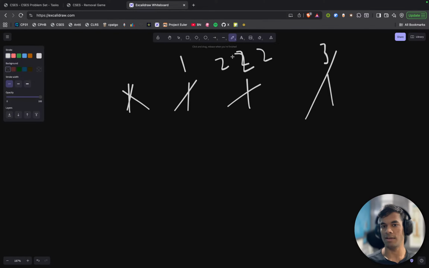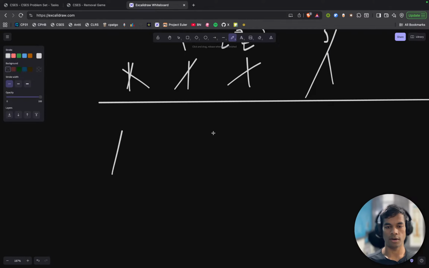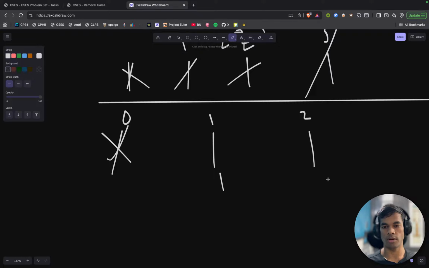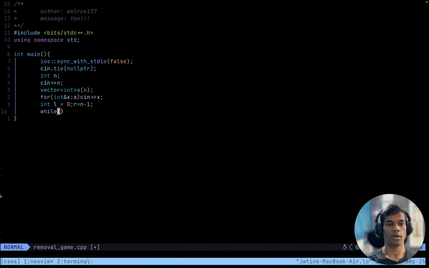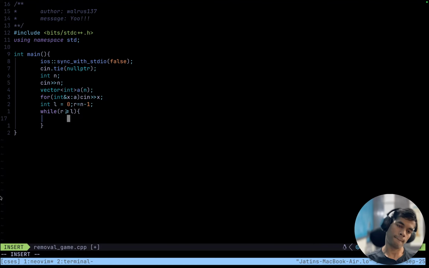Either L will go to the right of R, or R will go to the left of L, and we will terminate. But if there are three possibilities, L is 0, 1, 2, or 3, 1, 2. If I, let's say, choose this, then L will become 1 and R is still 2. Then let's say I choose this, they are the same now, and one of them will make a choice. Okay, so this will go while R is greater than or equal to L.